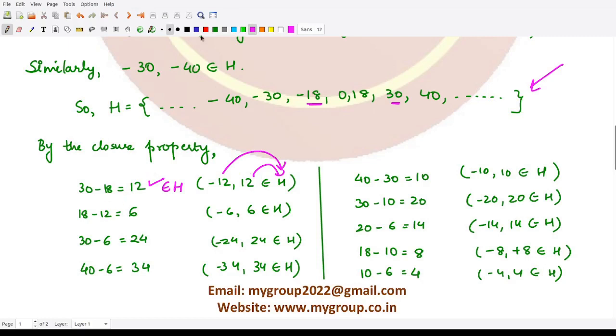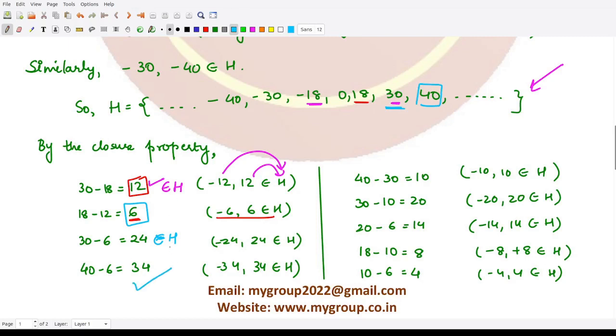Similarly, if you take any two other elements, let's take plus 18 and this newly found element 12 with minus sign, you obtain 6 here. So minus 6 and 6 both should be there in H. Similarly, if you take 30 and this newly generated element 6, you obtain 24, which was not present in H before, but now it is. Next, if you take 40 and 6, then you have 34.